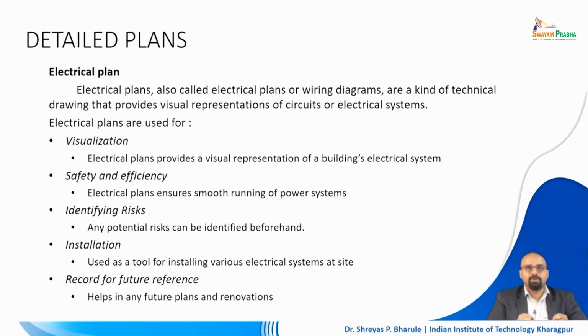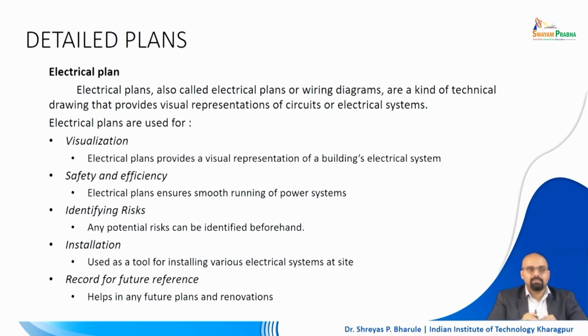In all of this, what do we have? This is a kind of technical drawing that provides a complete visual representation of all the circuits and electrical systems which are being put in place in that particular building, which is under development. Now in the case of an electrical plan, what are the things that we can use it for, right? So electrical plans are used for, first and foremost, visualization of how a particular electrical system is in a building, in a floor, in a particular room, and so forth, right. So all of that representation comes in at the first layer, okay.